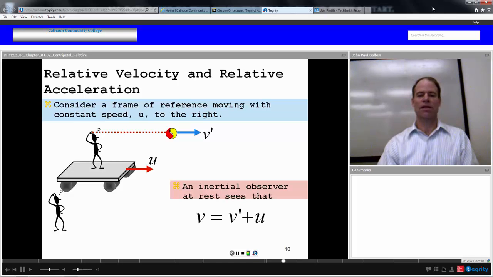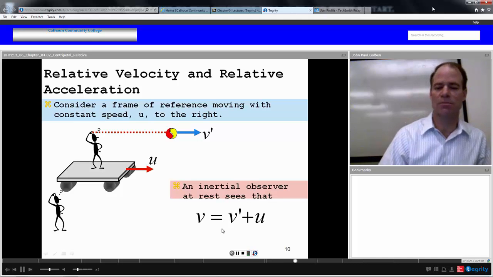So we want to see what the rest frame observer would observe for the velocity of that tennis ball or baseball that you threw. They're going to see a velocity equal to the velocity that you threw the ball at plus the velocity of your frame of reference. So the two velocities are going to add, and the relative velocity to a person at rest is going to be the combined velocity of these two: the velocity of the moving frame of reference plus the velocity seen in the moving frame of reference. So that would be a combined velocity.